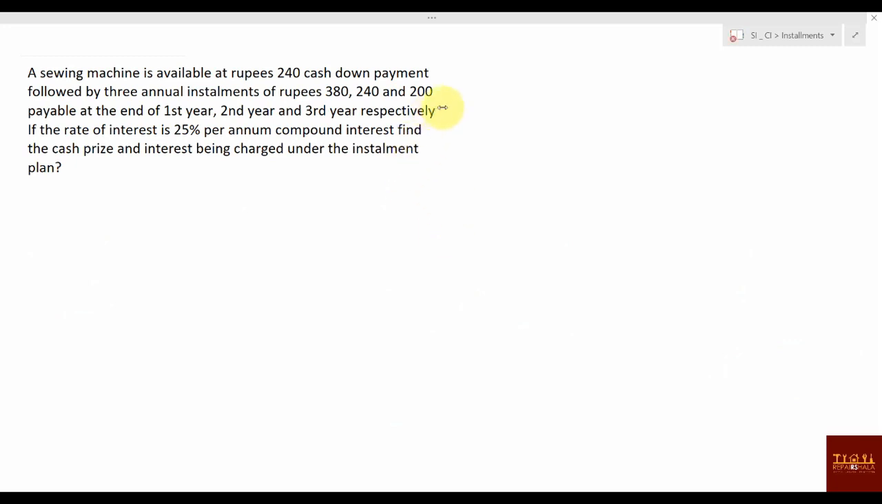A saving machine is available at 240 cash down payment followed by 3 annual installments of rupees 380, 240, 200 payable at the end of first, second and third year respectively. If the rate of interest is 25% per annum, compound interest, find the cash price and the interest being charged under the installment plan. So what can you say for this?